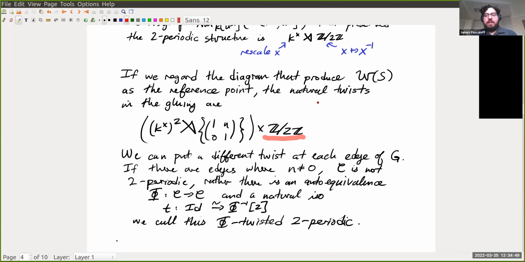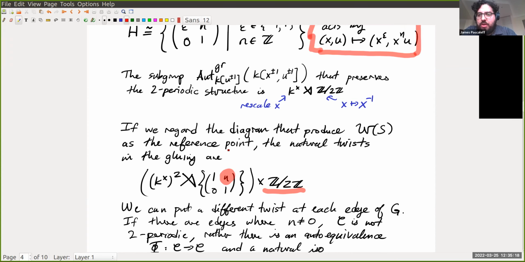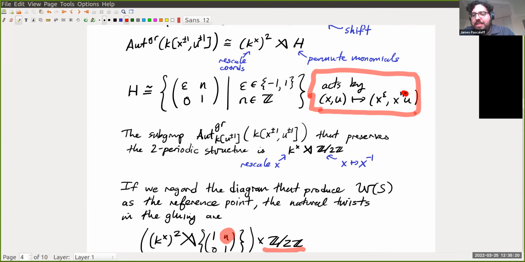So you could get a two-periodic category at the end. That would be if all of your twists were two-periodic. So they don't send u to x to the n times u. They just send u to u. No, that would give you something two-periodic. But if these n's are not 0, if this n appears in the twist, I'm going to spend a lot of time talking about n. By n, I mean the entry appearing in this matrix, which is also the n appearing in this formula. I'm going to spend a lot of time on that.